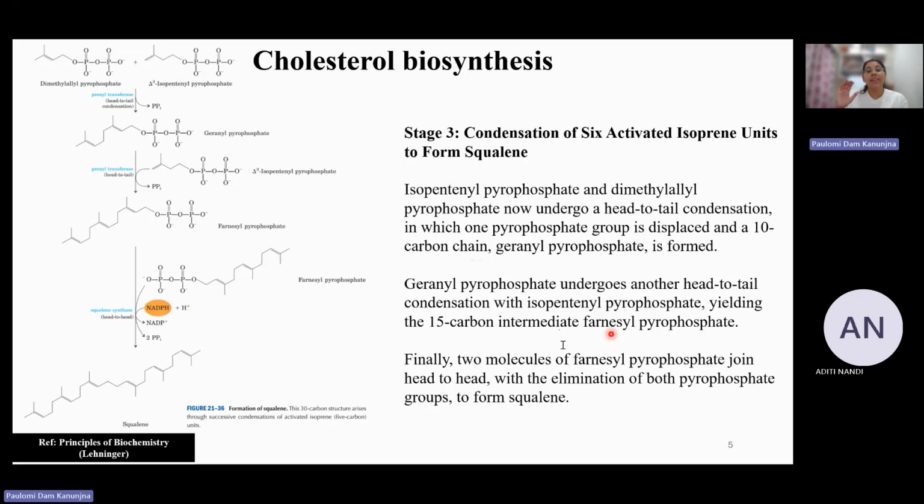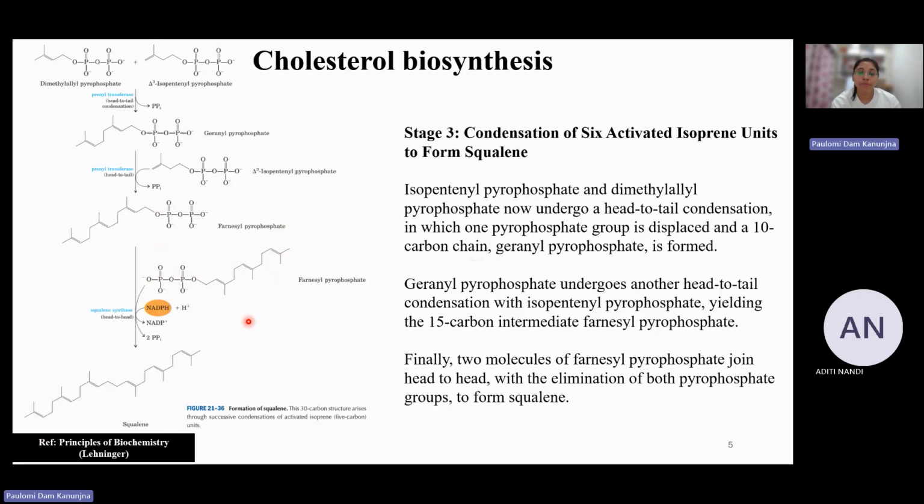Okay. Now, when the farnesyl pyrophosphate has formed, the last step here is that two farnesyl pyrophosphates join head to head, and this will eliminate both the pyrophosphate groups and form the squalene, as you can see here. So when you have farnesyl pyrophosphate, this is the phosphate, this is the phosphate, both the head groups. So both the heads are removed, both the phosphates are removed, and you have this structure which is connected to each other. This is a linear structure, remember. So this is a linear structure which is squalene.